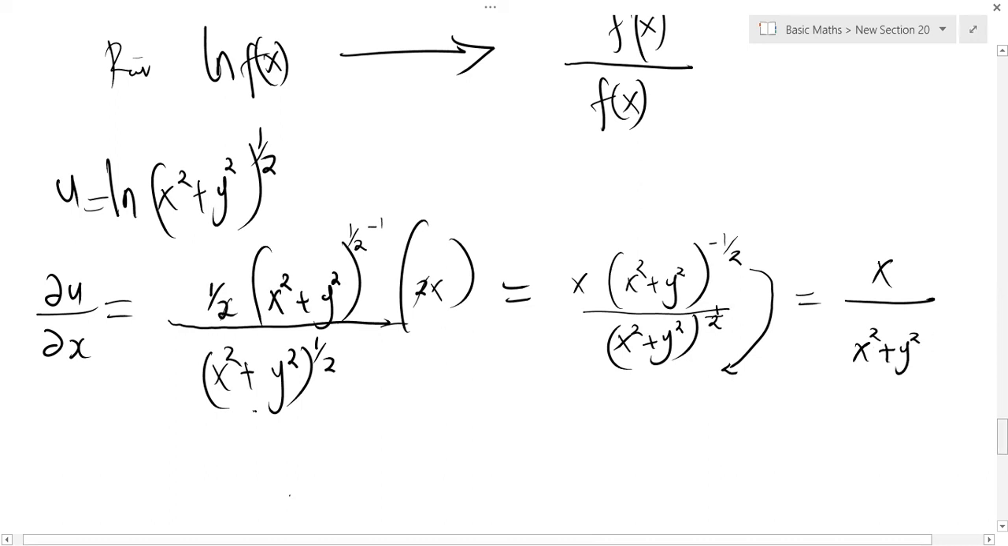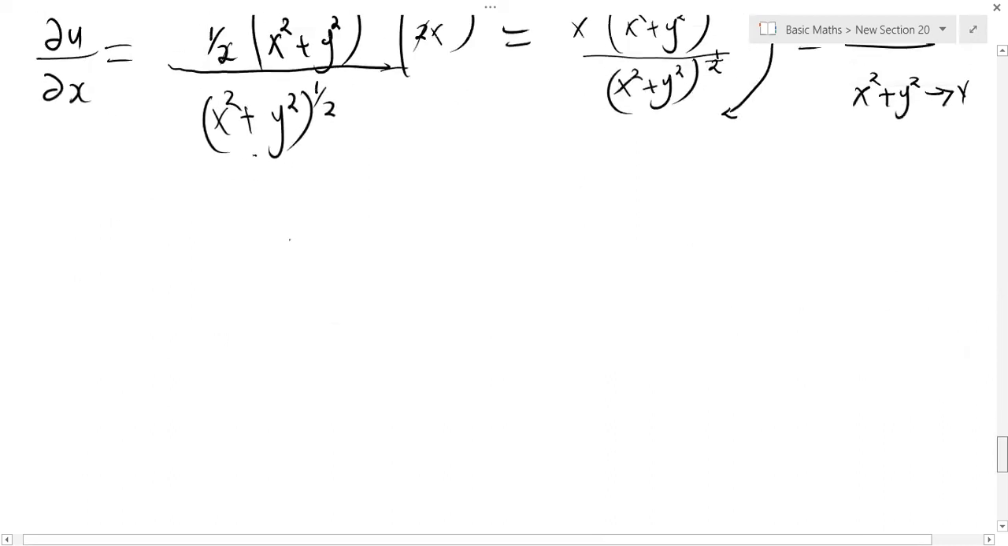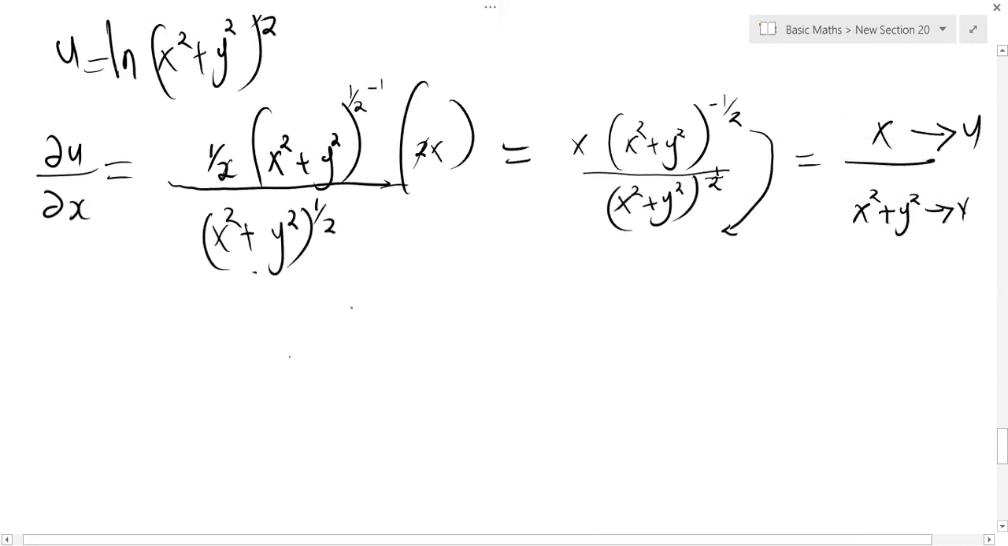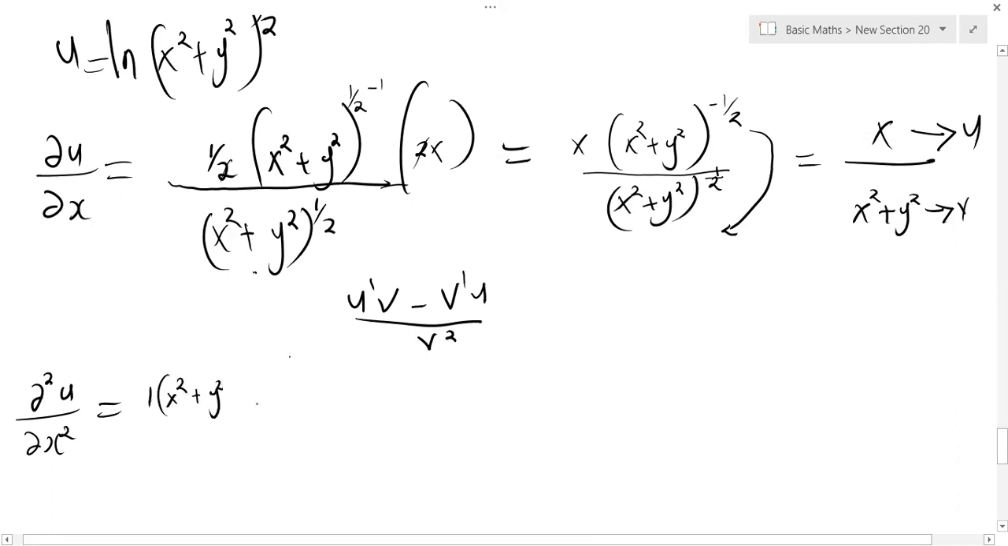Now we need to differentiate again so that we get the second derivative. So we will use quotient rule. Let this be u, let this be v. So we are looking for u prime v minus v prime u, all this divided by v squared, which is del 2u del x squared. Now, what is our u prime with respect to x? If you differentiate x here, you get 1. What is our v? x squared plus y squared. Minus, what is our v prime? If we differentiate this with respect to x, this gives us 2x, this gives 0.